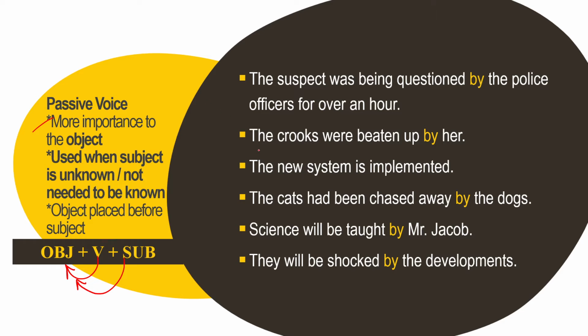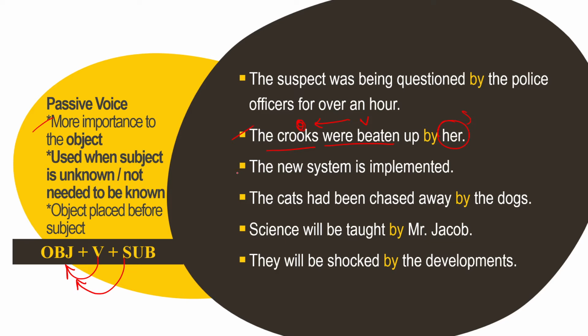So in this case, the crooks were beaten up by her. What's the action? Beating, the verb. Who is receiving that beating? The crooks. So the object comes before the subject. More importance is placed on the object rather than who is doing the action. Who is beating? She is beating, but less importance is given to her. More importance is given to who is receiving the action.